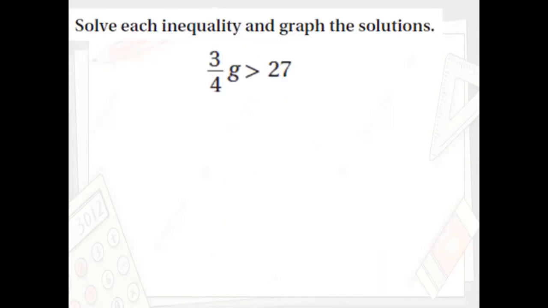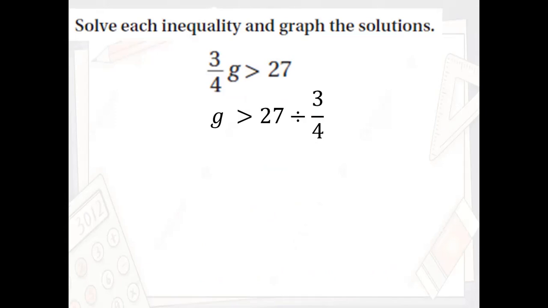One more example. Here we have 3 over 4 g is greater than 27. What does this mean? 3 over 4 multiplied by g is greater than 27. So what do we do? We do the opposite, that's divide. So we need to divide both sides of the inequality by 3 over 4, giving 27 divided by 3 over 4.